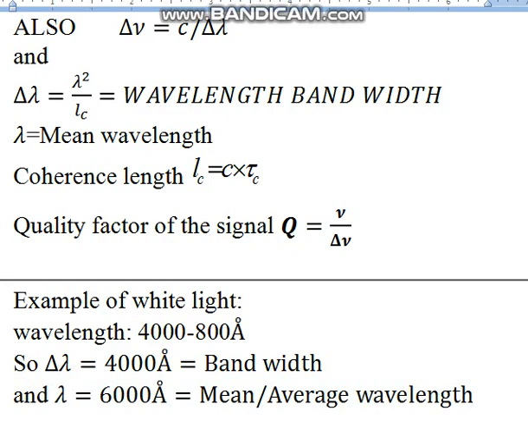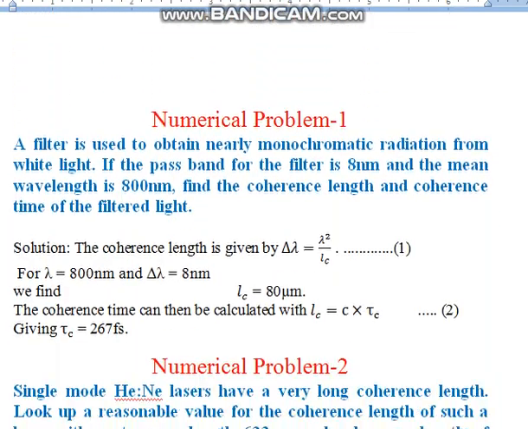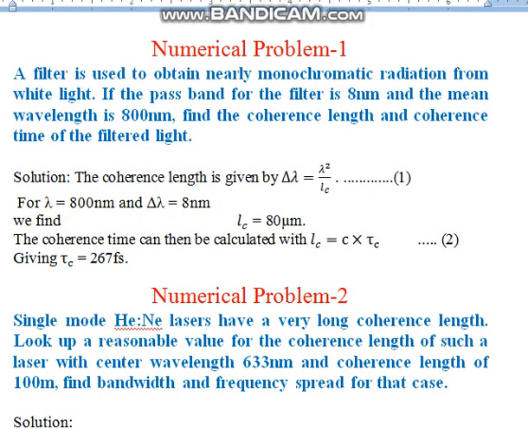Now let's take the first problem. A filter is used to obtain nearly monochromatic radiation from white light. If the passband for the filter is 8 nanometer and the mean wavelength is 800 nanometer, find the coherence length and coherence time for the filtered light. Here the passband is delta lambda, and the mean wavelength is lambda. So delta lambda and lambda are given.